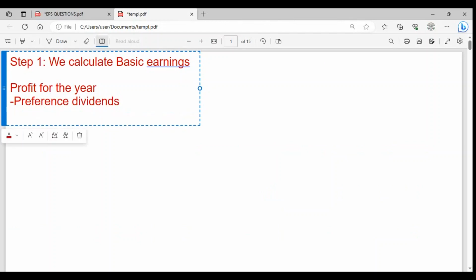So guys, once these dividends are paid, the remaining balance now will be due to ordinary shareholders. So that is basic earnings. So guys, in simple terms, basic earnings is the profit that belongs to ordinary shareholders. So now let us put in our figures here.